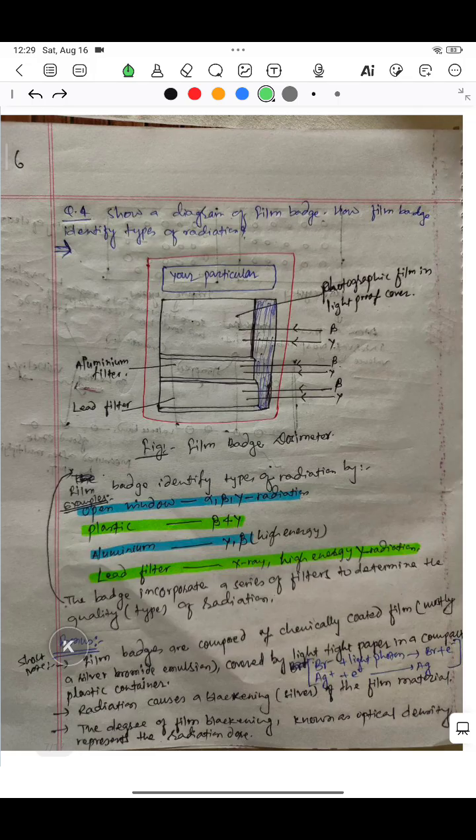So a diagram of film badge, and how the film badge identifies the types of radiation. TLD can measure but it cannot differentiate the types, whereas the film badge can differentiate the types. So there is something specific about this.